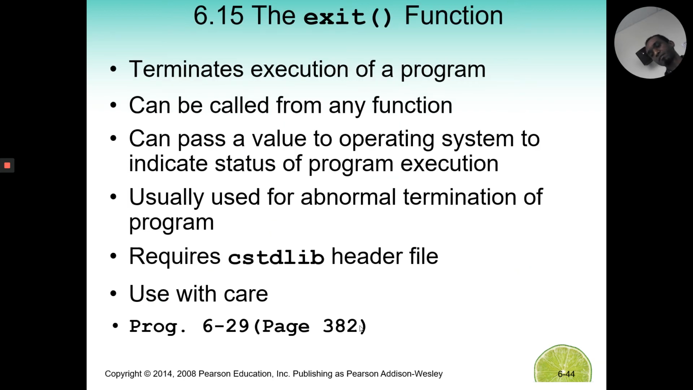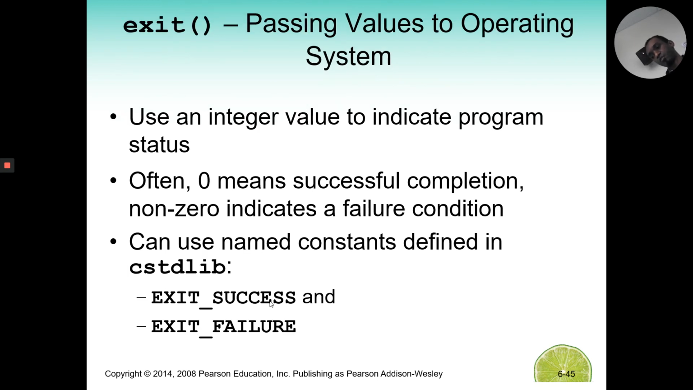The exit function terminates execution of a program, can be called from any function, and can pass a value to the operating system to indicate the status of a program. It is usually used for abnormal termination of a program. It requires the cstdlib header file and should be used with care. You can use an integer value to indicate a program status. Often 0 means successful completion, and non-zero indicates a failure condition. You can also use named constants defined in the cstdlib library: EXIT_SUCCESS and EXIT_FAILURE.